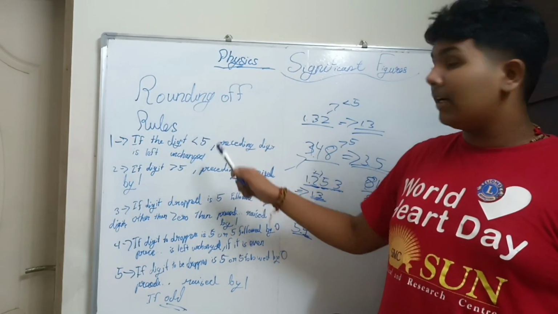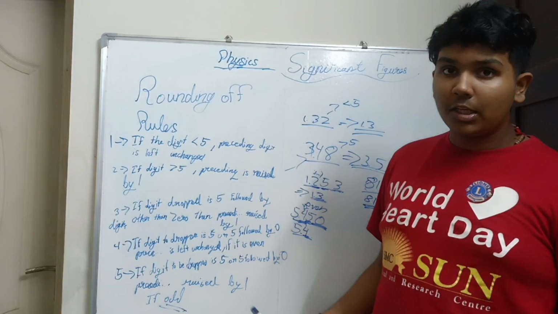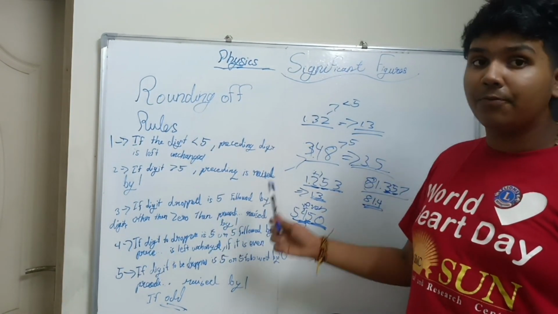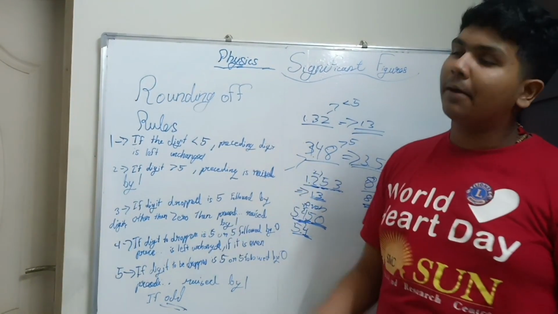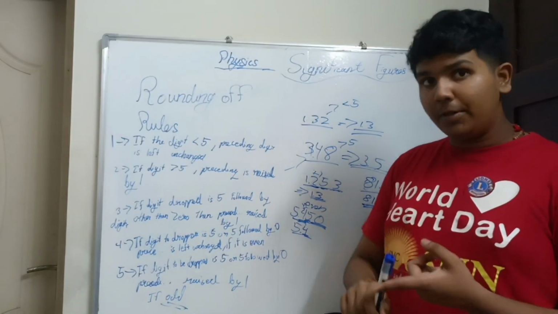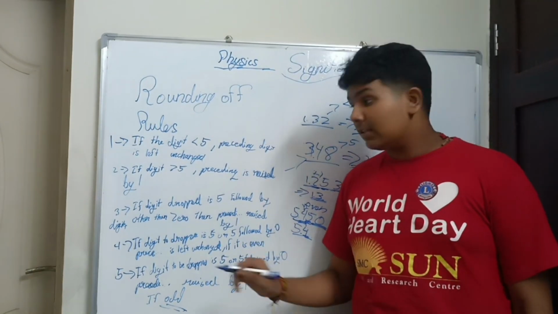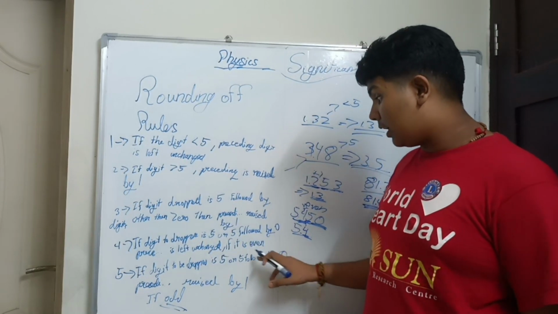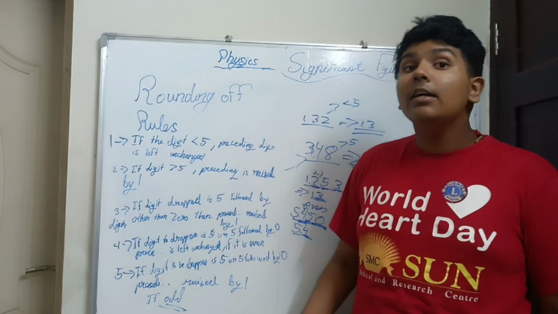Rule number 1 states that if the digit is less than 5, the preceding digit is left unchanged. If it is more than 5, then the preceding is raised by 1. The third one, if the digit dropped is 5 followed by other digits except 0, then the preceding is raised by 1. The fourth and fifth both have the digit to be dropped as 5 or 5 followed by 0. But for rule number 4, the preceding will be left unchanged if it is even. The fifth, last one, if it is odd, it will be added.